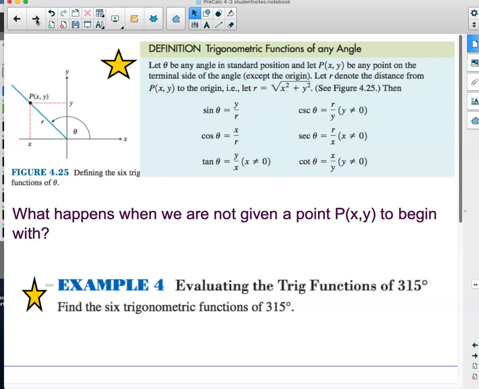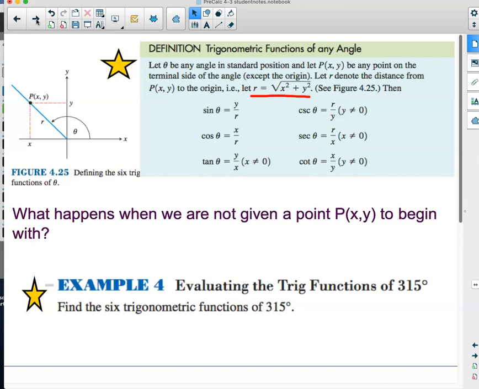Let theta be any angle in a standard position. Let P be some point x, y, any point on the terminal side of the angle, except the origin. And let r denote the distance from that point to the origin. Now, this gives us a little shortcut here, that r equals the square root of x squared plus y squared. But most of the time, we would be drawing our triangle anyway. We're going to draw where everything is, and we'd just use the Pythagorean theorem. But just so you know, it does have its own little formula. r equals the square root of x squared plus y squared.